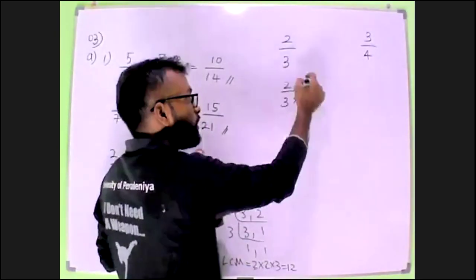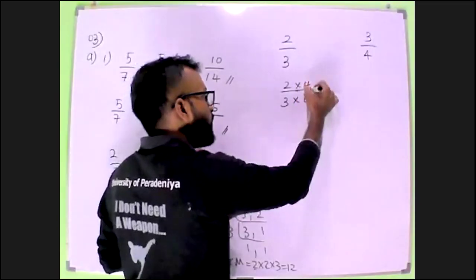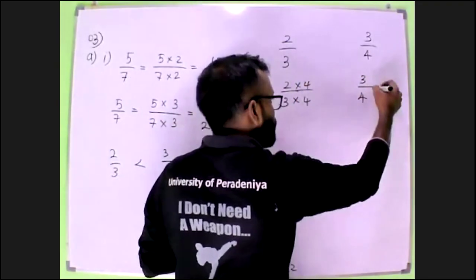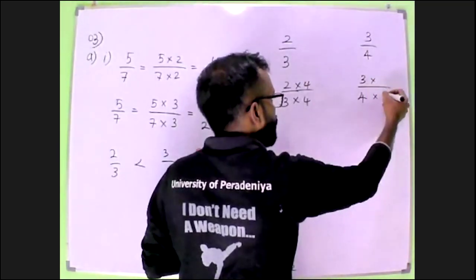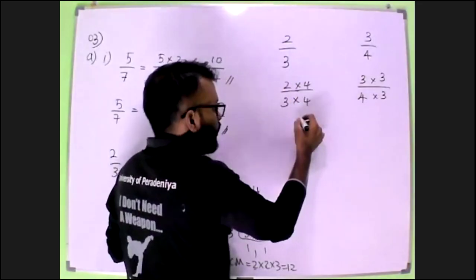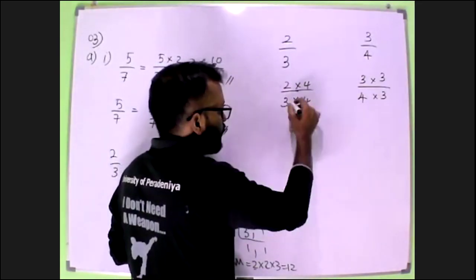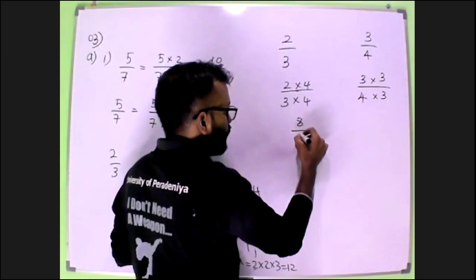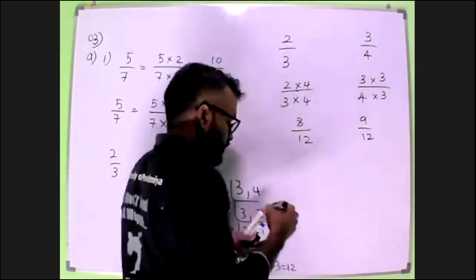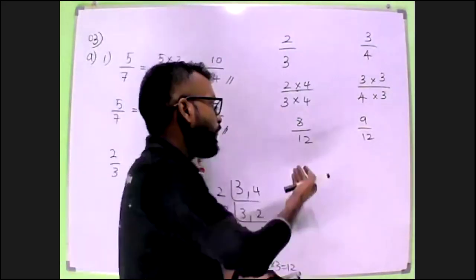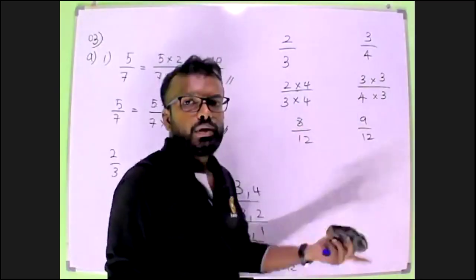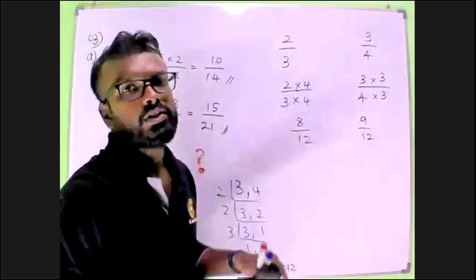So 2 upon 3: how do you convert 3 into 12? You have to multiply this by 4. And here 3 upon 4, you need to multiply this by 3, this by 3. 2 times 4, 8. 3 times 4, 12. 9 upon 12. So very easy. The denominator is 12. Forget the denominator. Which one is bigger? 8 or 9? 9 is bigger.